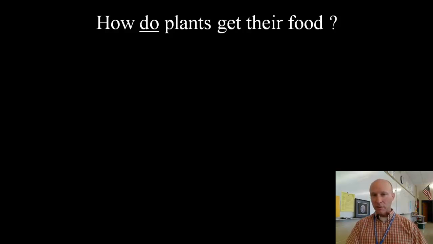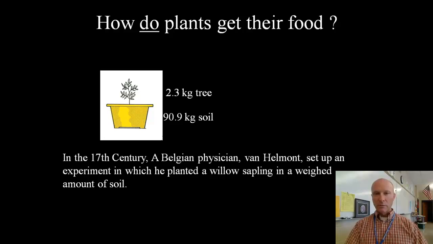Well, I want you to consider this famous experiment. It was first done back in the 1600s by a very smart physician. His name was Johann Baptist van Helmont. He was a physician, famous for lots of things, and especially for this experiment. He took a willow sapling and weighed it, got 2.3 grams for the weight of the tree, and planted it in some soil. He weighed the soil first, and the start weight of the soil was 90.9 kilograms.